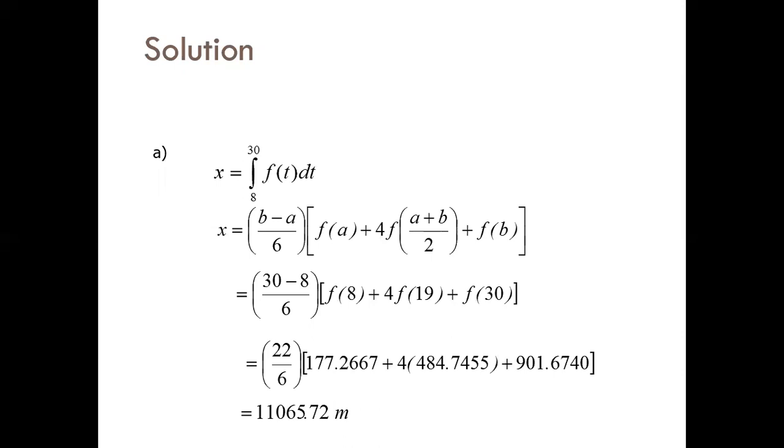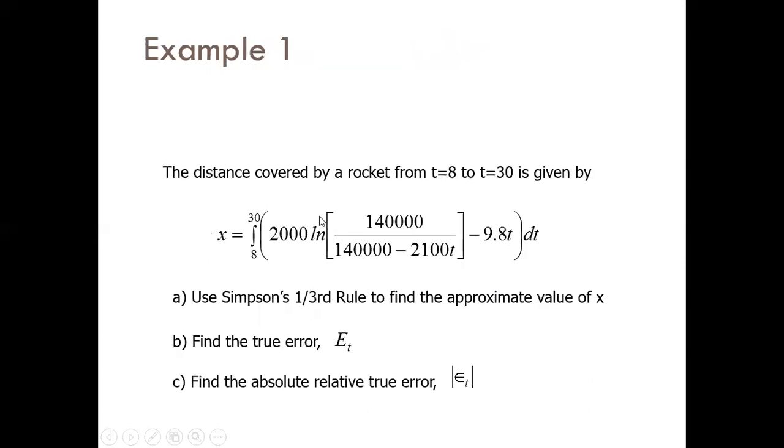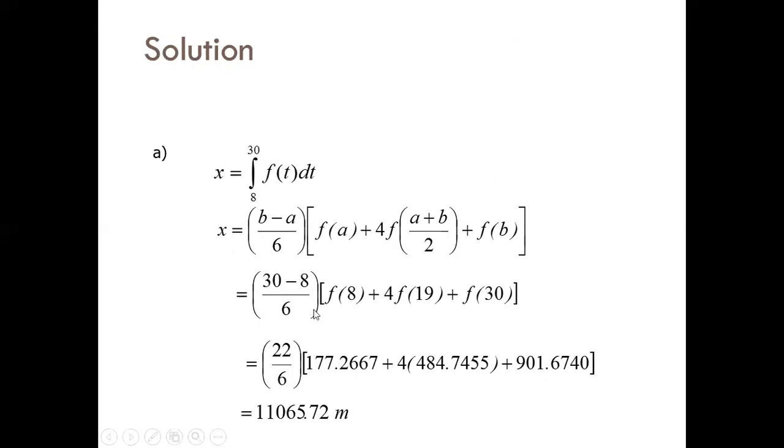Then (30 minus 8) divided by 6 into f of 8 plus 4 into f of 30 plus 8 divided by 2, that is 19, plus f of 30. Put the values of 8, 19 and 30 in that equation and find the value of the function. F of 8 is 177.2627, f of 19 is 484.7455, and f of 30 is 901.6740.